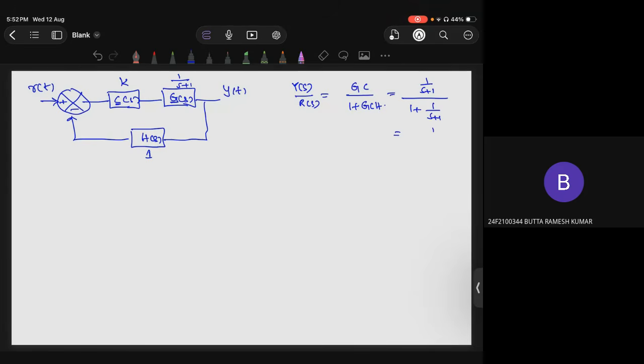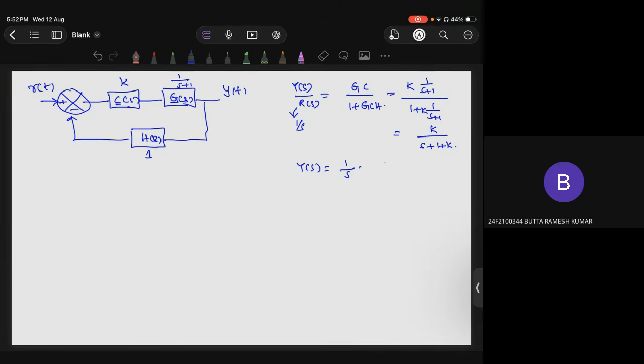So it will be K by s plus 1, divided by 1 plus K by s plus 1, which is K by s plus 1 plus K. Correct. Now, let us say R of s is unit step, so its value is 1 by s. So what is Y of s? Y of s is 1 by s.